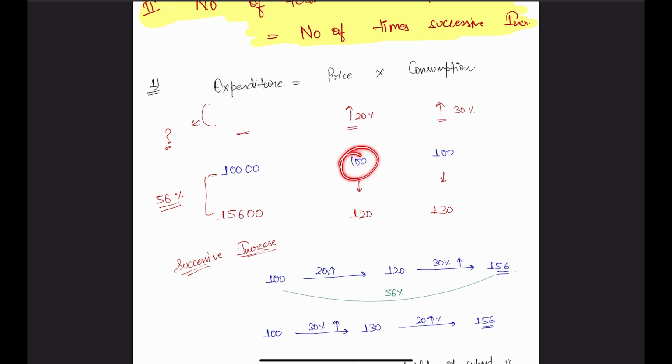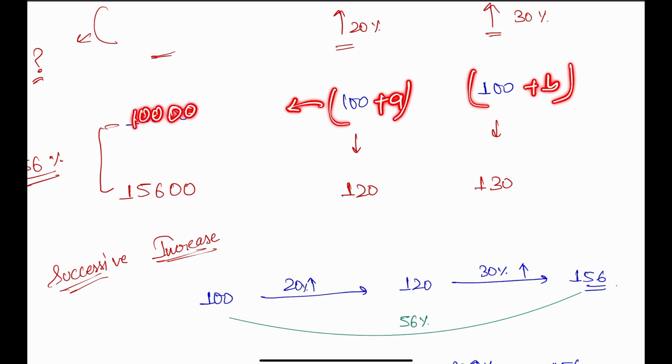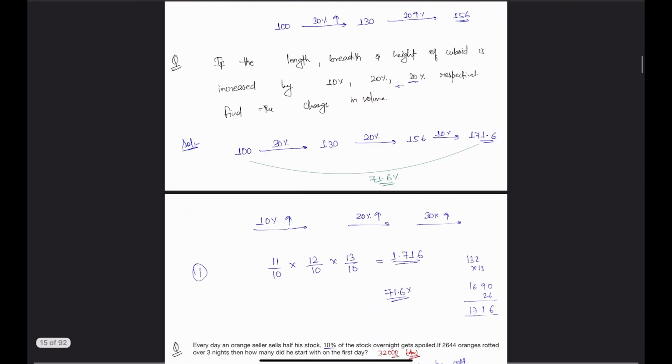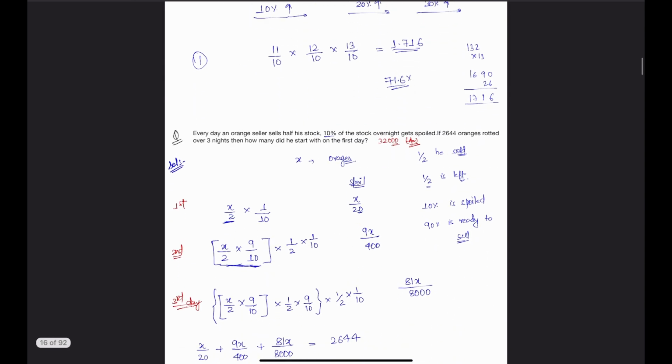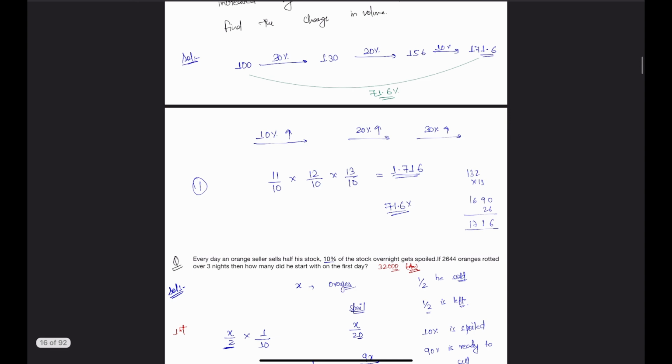So same type of thing we saw earlier while we were solving some questions. In that one, 100 plus a was there, and then 100 plus b was there. So initially it should be 10,000 only. So this is the same concept which we used earlier. Successive we have done, we have solved. How to approach, that also we can do.